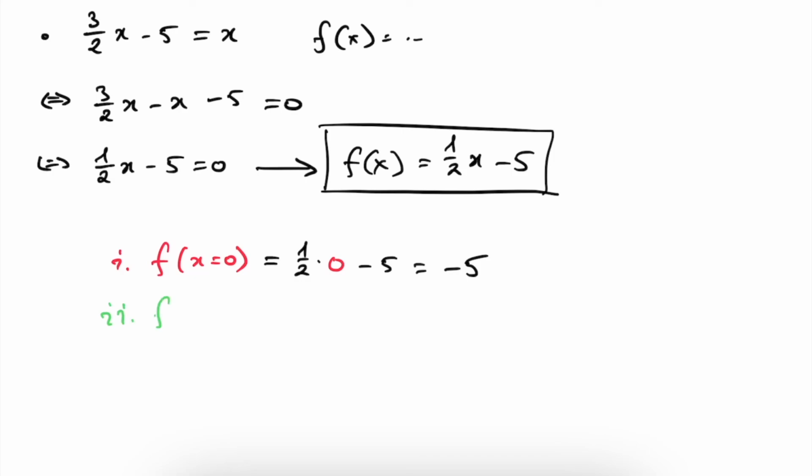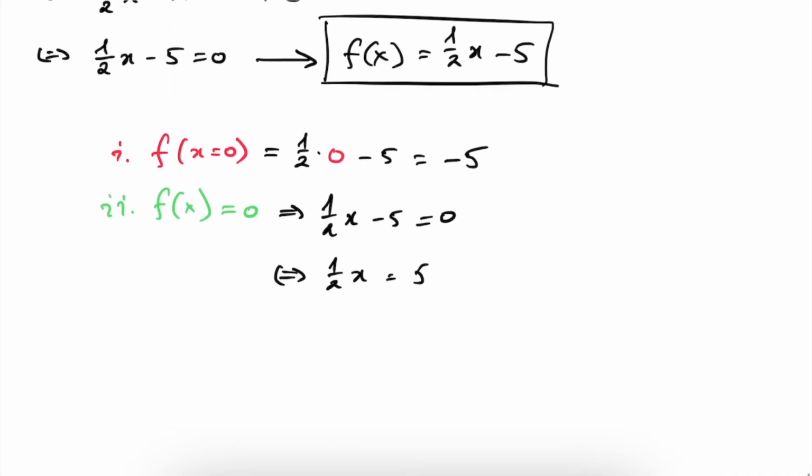The second point is where f of x is equal to 0, for which we have to solve the linear equation 1/2 x minus 5 is equal to 0. So if we add 5 to both sides of the equation, then we get this one. And again, I go step by step through these exercises in the previous video. And then multiply both sides by 2, which we get x is equal to 10. And we have our second point.